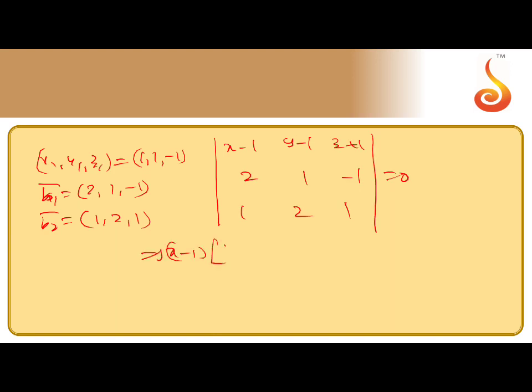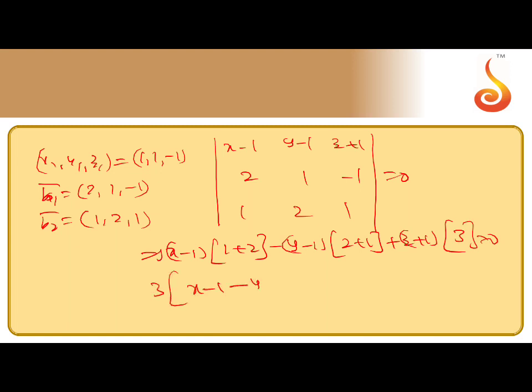x minus 1 into 1 plus 2. Next, y minus 1 into 2 plus 1. Next, z plus 1 into 4 minus 1, that is 3. So in all, 3 cancel here. 1 plus 2 is 3, 3 and 3 cancel. So with 3 common, remaining x minus 1 minus y plus 1 plus z plus 1 equal to 0. So finally x minus y plus z plus 1 equal to 0.